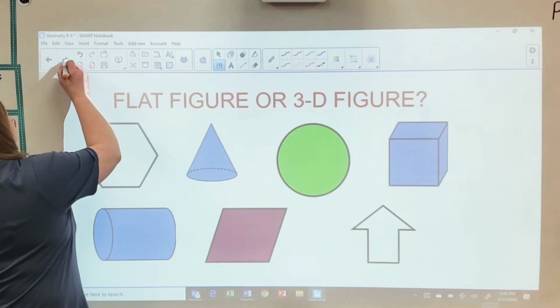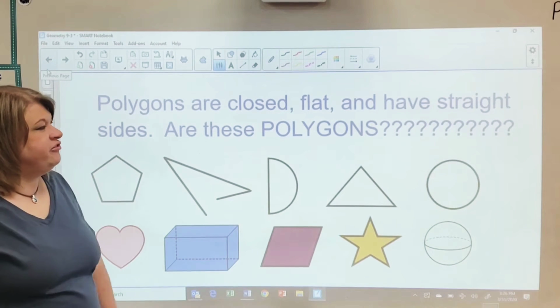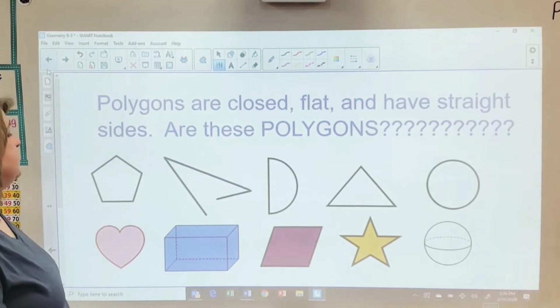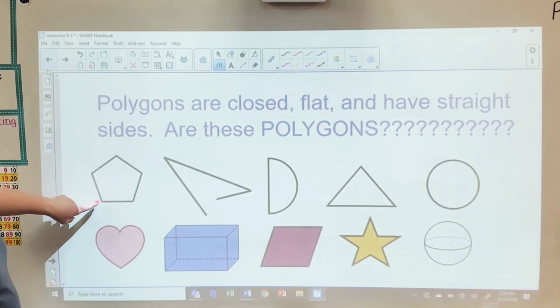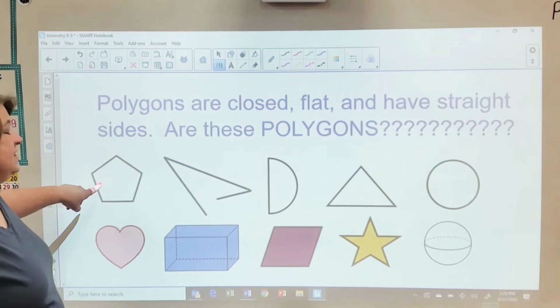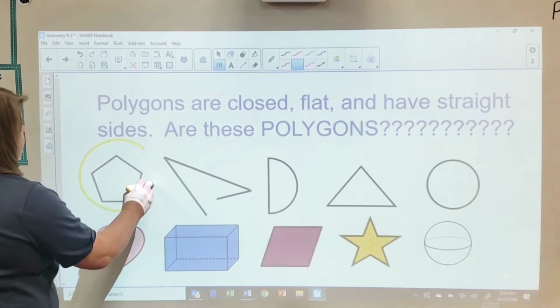So let's check these out. Polygons are closed, flat, and have straight sides. Are these polygons? Let's see here. Okay, first of all, is this closed? Yes. Is it flat? It's not 3D, right? Does it have straight sides? It does. So guess what? This one is a polygon.